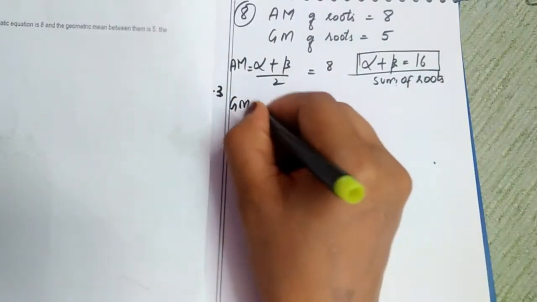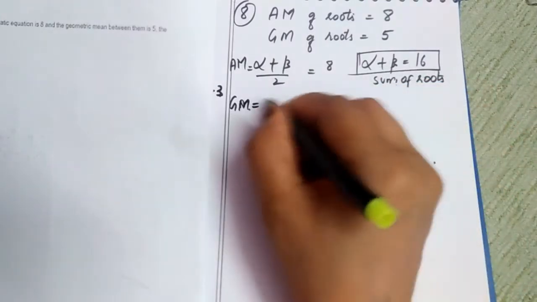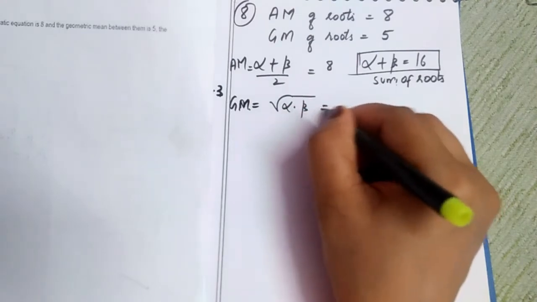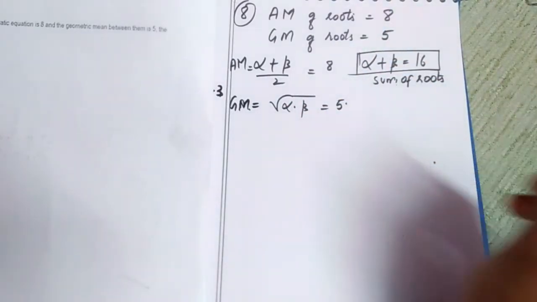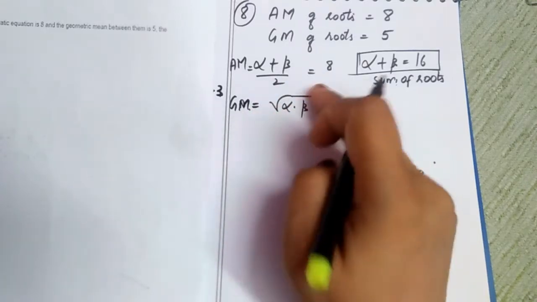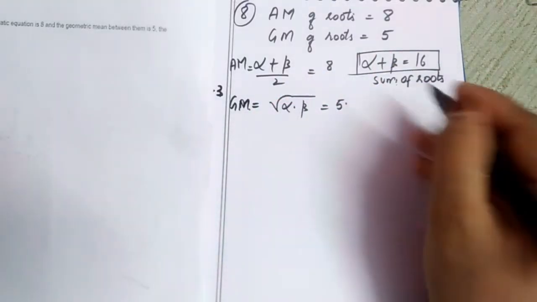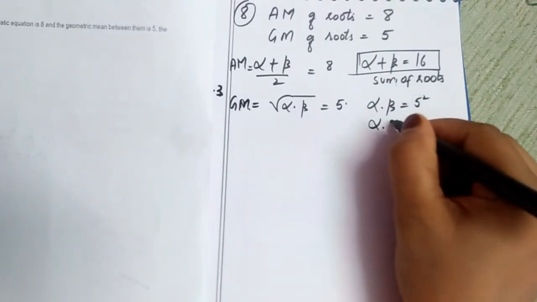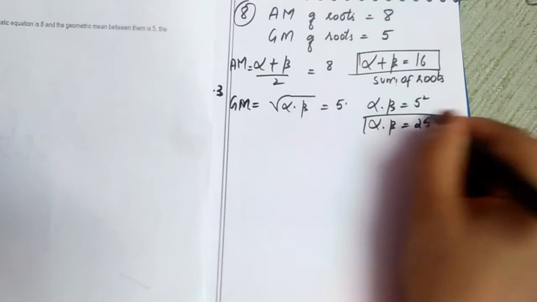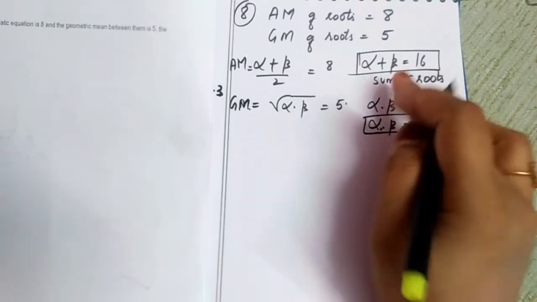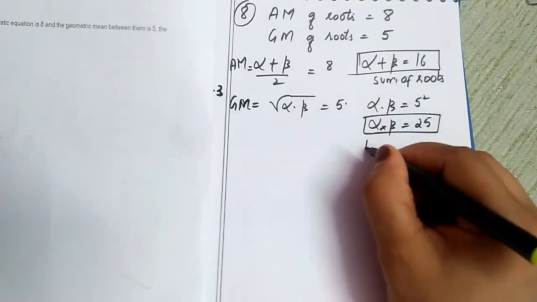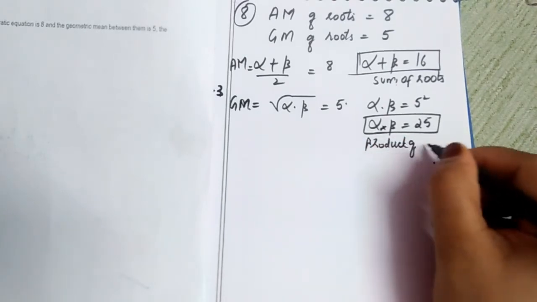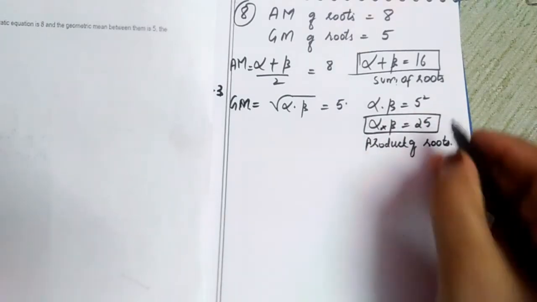Another one is GM. What is taken out? The root of the product. Root of alpha into beta is equal to 5, right? In simplified form, when we want to remove this root, squaring both sides, it will be alpha into beta equal to 5 square. So alpha into beta is 5 square, which is 25. This is the sum, addition, and this is the multiplication, so it is a product. Product of roots is 25.